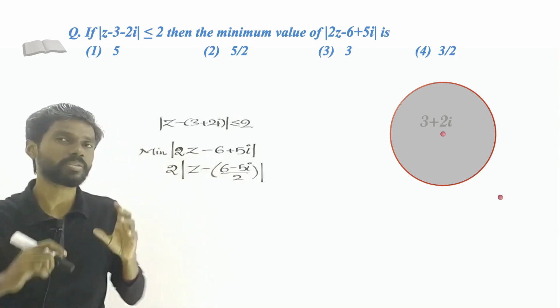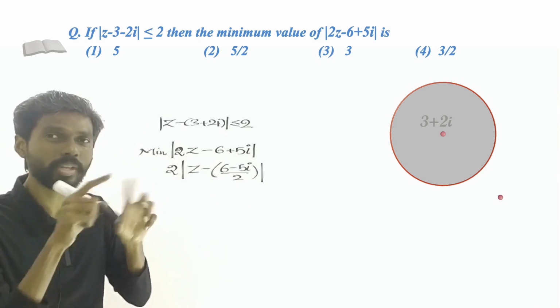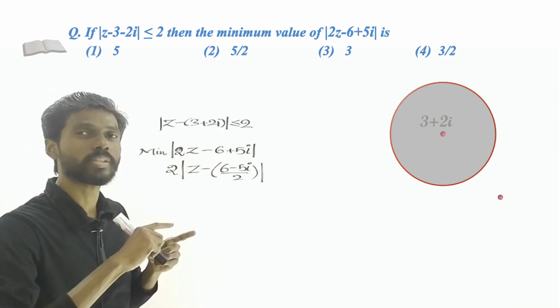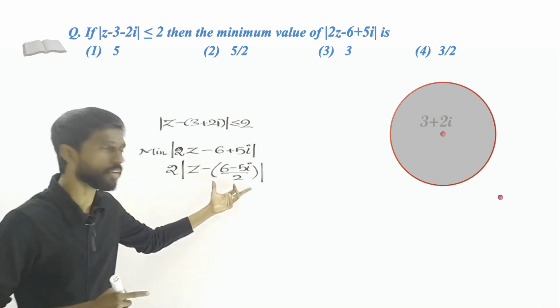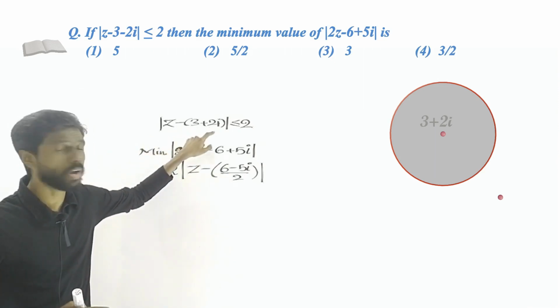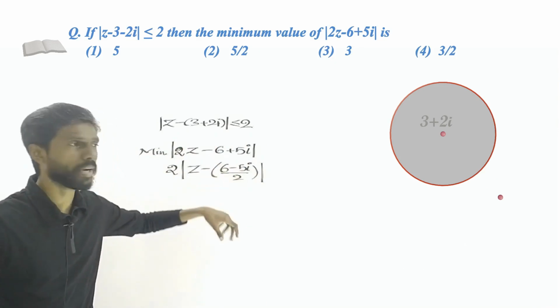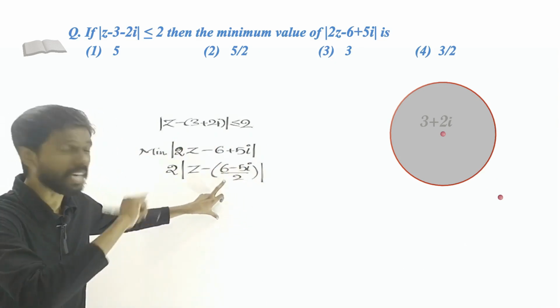See, in the last question we also did the same thing, but that point was the origin. We wanted the minimum modulus of z, that means the point closest to the origin, but here it is the point closest to this point. That is the only difference. First of all, z lies on a circle with center 3 plus 2i and radius 2. Now this point (6 minus 5i)/2 is somewhere outside, right? That distance should be minimum.